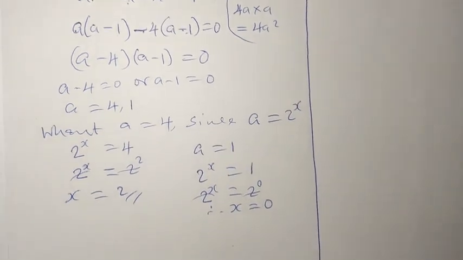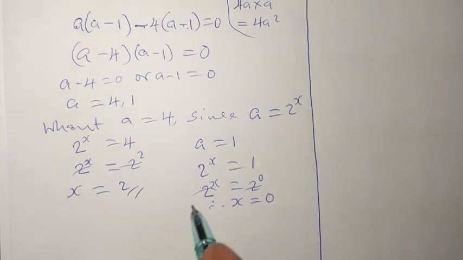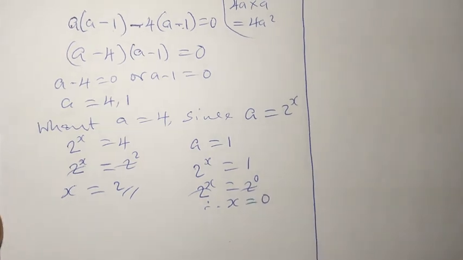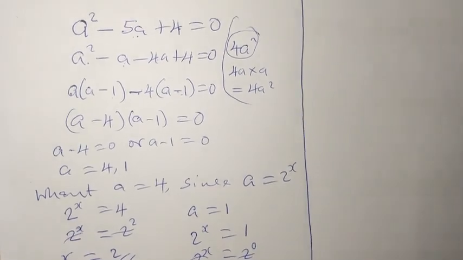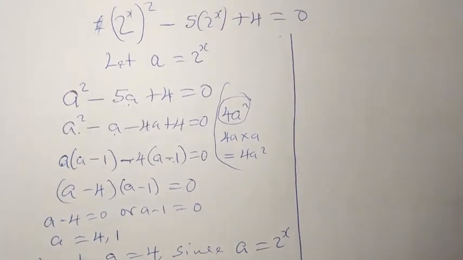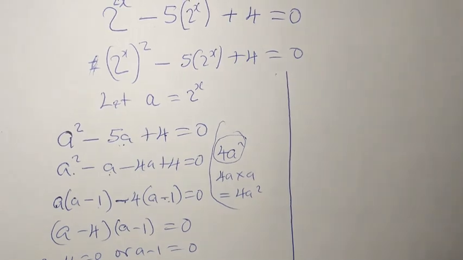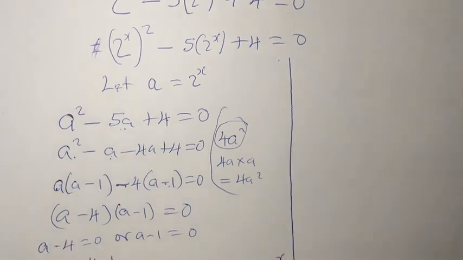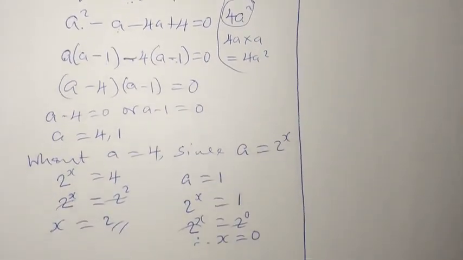So it means that the values of x here must be 2 and 0, since we expressed this equation into a simple quadratic equation. The rule is that as long as it's a quadratic equation, definitely you will end up having two answers for such kind of a function. So that's how we come to the end of this particular problem.